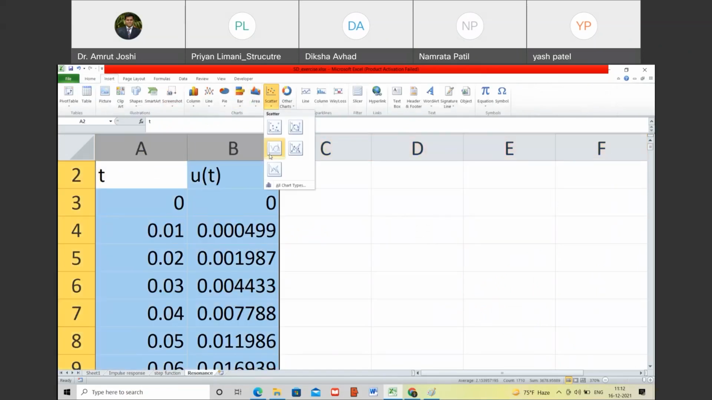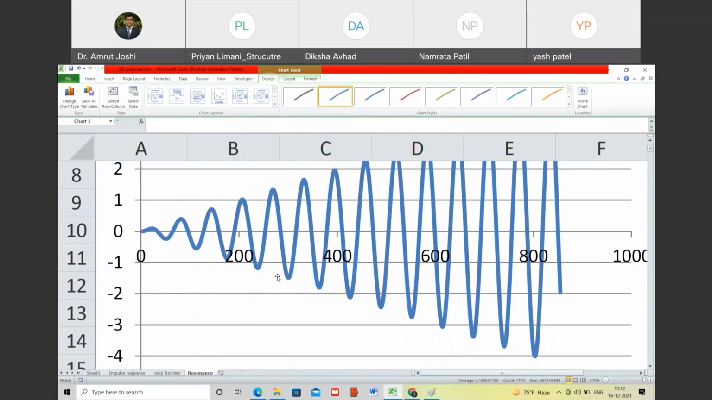So let us plot it. Just look at the way it looks.